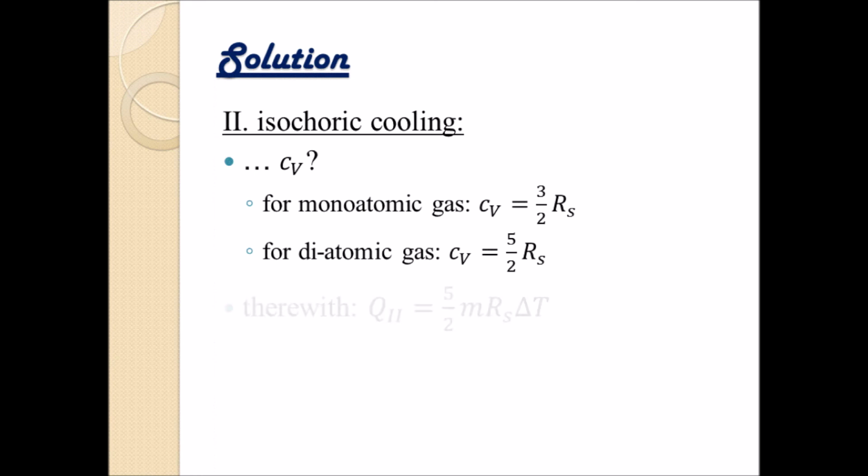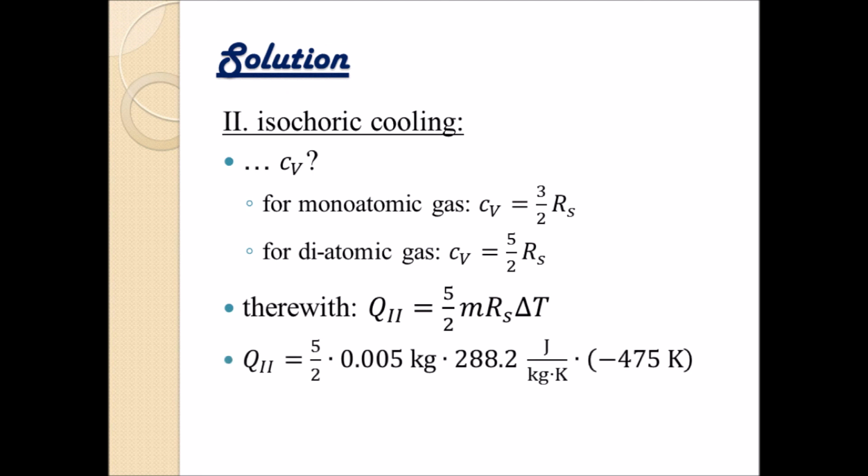And if we put this into our equation, we know that Q2 equals 5 divided by 2 m Rs delta T. And yes, those three variables on the right hand side are given, so we can take them again in their basic units. And if we calculate delta T as final temperature minus initial temperature, we are getting a negative sign. So all in all, we get that Q2 equals minus 1711.2 joule. So not a positive but a negative sign, which means that we are not supplying heat to the system, but we are getting heat from the system.